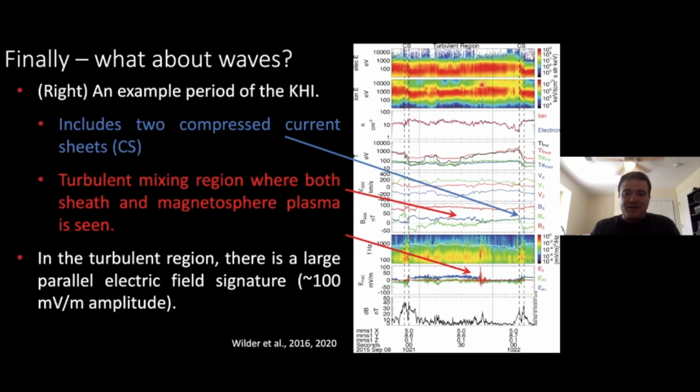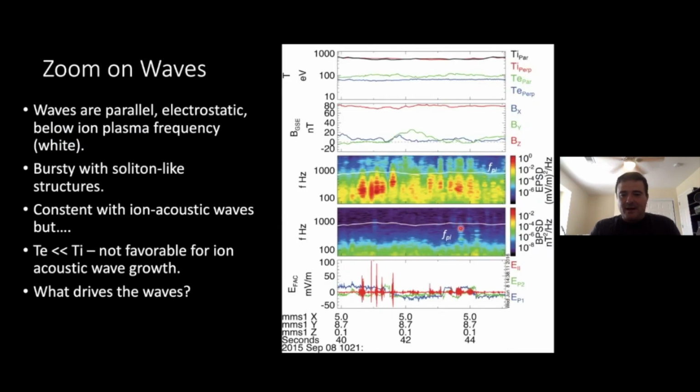So if we zoom in on these waves, they're very bursty. They are below the ion plasma frequency, which is sort of a fundamental oscillation frequency. If you were to displace an ion plasma and watch it restore and oscillate, it would oscillate at this plasma frequency. These are somewhat consistent with a type of wave we call ion acoustic waves. They're kind of like sound waves that happen in positively charged ions. And one of the questions is, what's driving these waves?